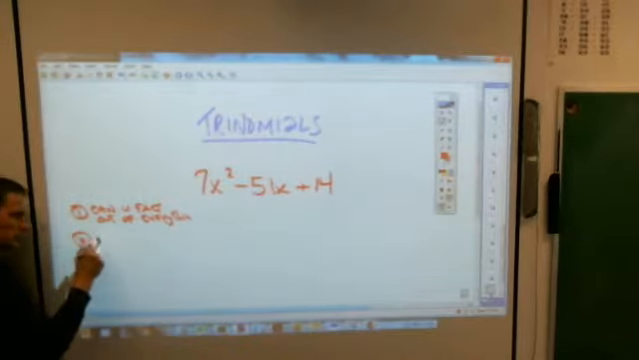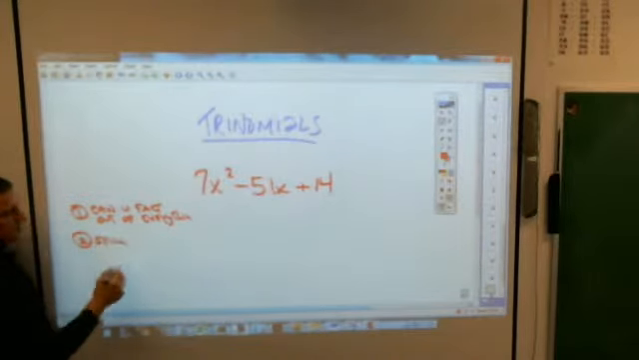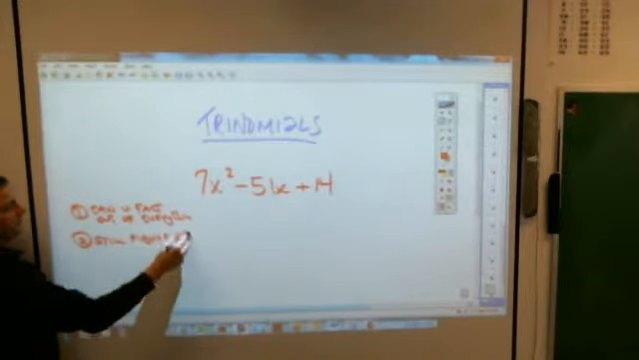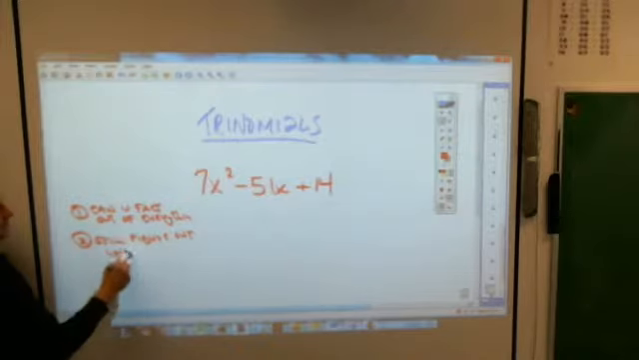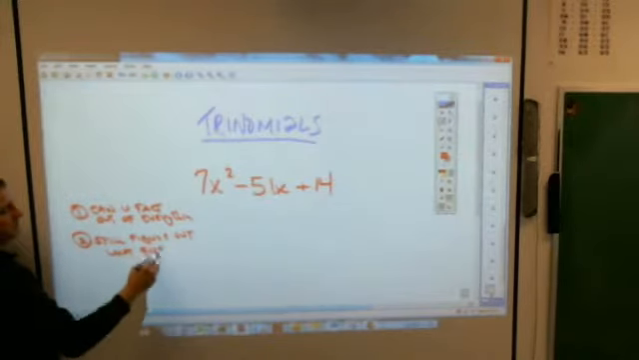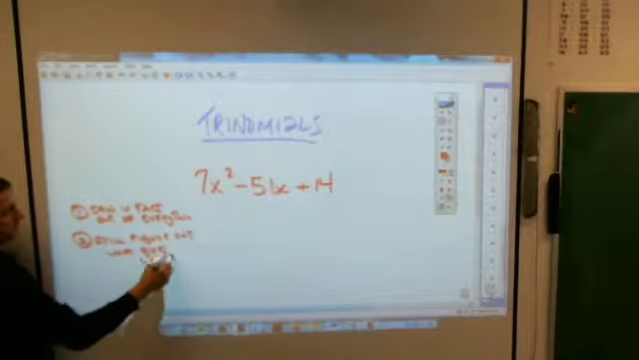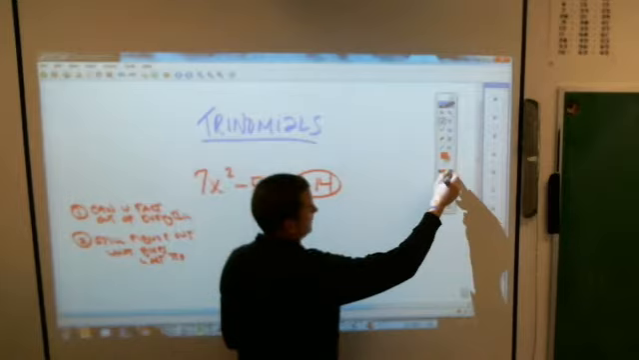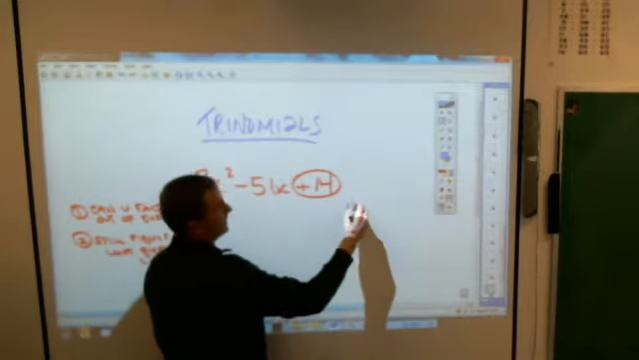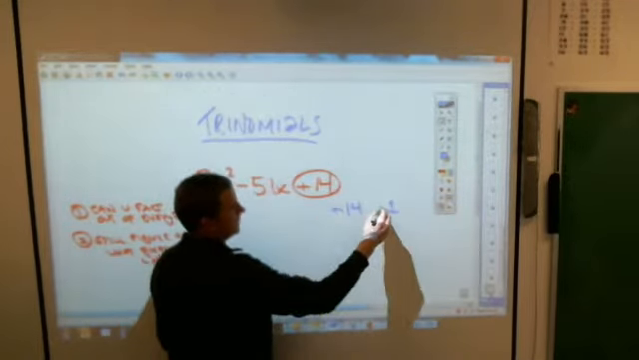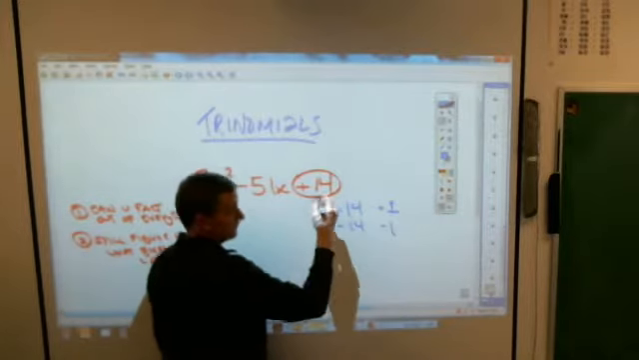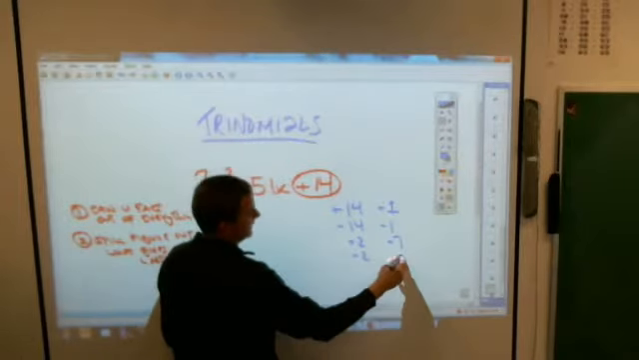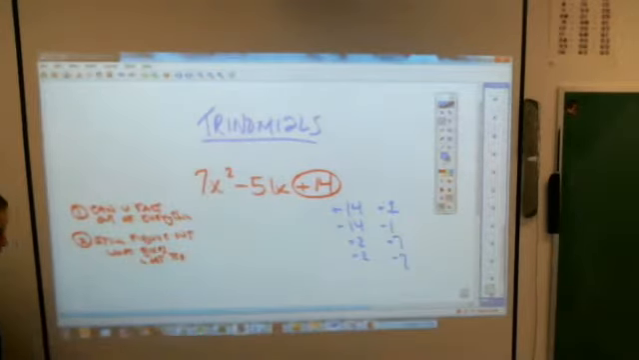Step 2 is you still have to figure out what gives you the last term. In other words, you still have to figure what are your possible factors of 14. What times what gives you 14? And again, 14 and 1, positive 14, positive 1, negative 14, negative 1, positive 2 and positive 7, and minus 2 and minus 7. I think that's all.